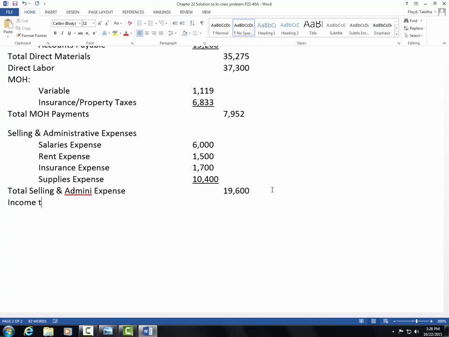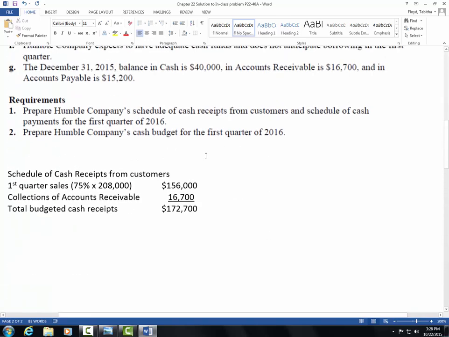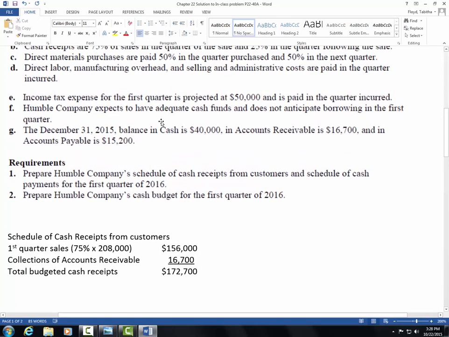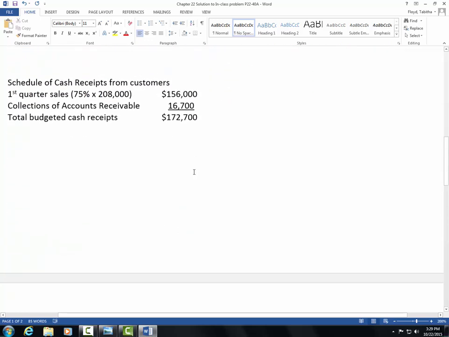Income tax payment, 50,000. And then it tells us that we expect to have adequate cash funds and do not anticipate borrowing anything. We would need to know that for the cash budget. Right, and I think we've finished all of our cash payments.